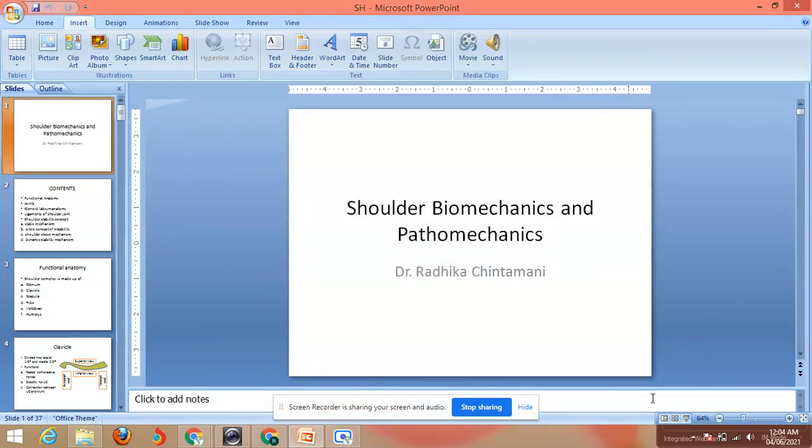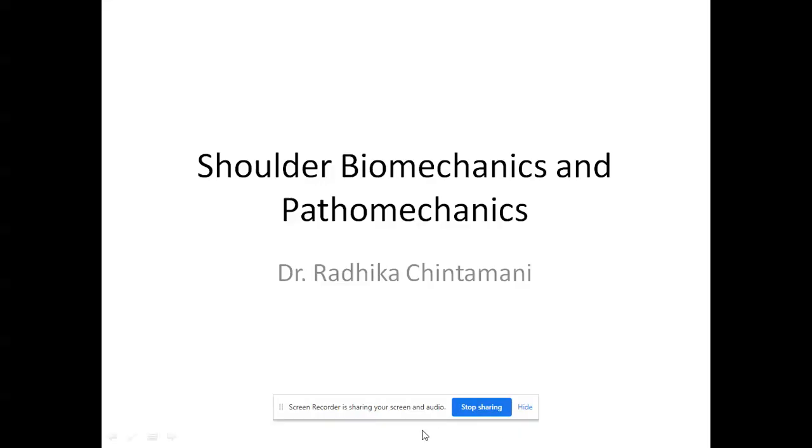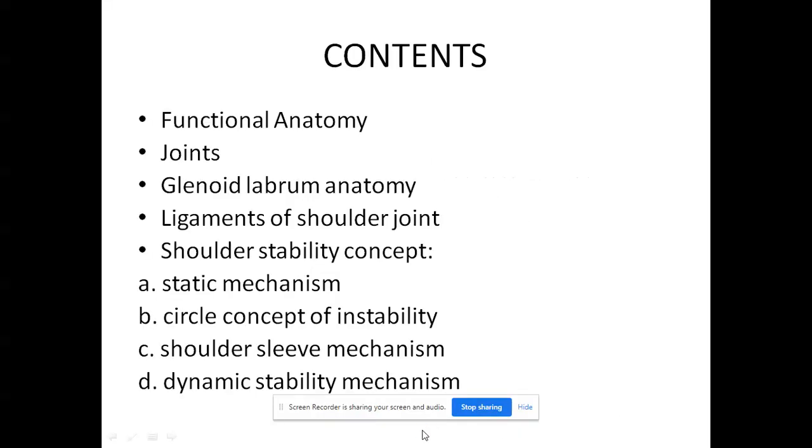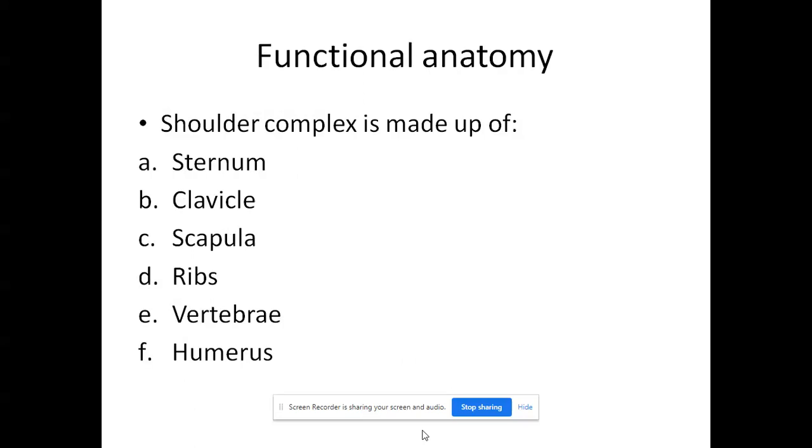Good morning, everyone. Today we'll be dealing with shoulder biomechanics. The contents are functional anatomy, joints of shoulder complex, glenoid labrum anatomy, ligaments of shoulder joint, shoulder stability concept, that is static, dynamic, circle concept of instability, and shoulder sleeve mechanism.